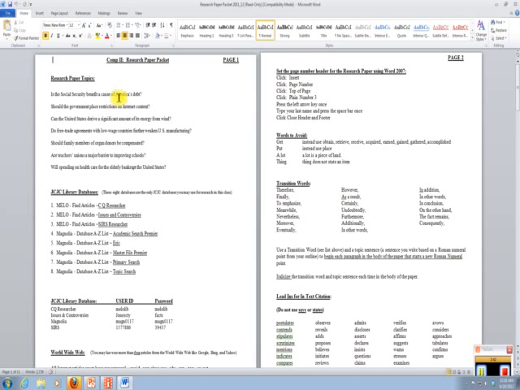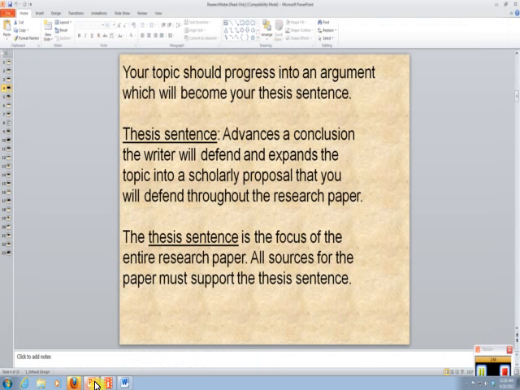Is the Social Security benefit a cause of America's debt? Do you think that it is or it isn't? If you think that it is, then your thesis statement is going to say that you believe that it is a cause of America's debt and provide some type of supporting information that you'll develop throughout the course of this paper. So the thesis statement does the same thing in the research paper that it does in any essay. It just simply focuses what it is that you're going to write on.